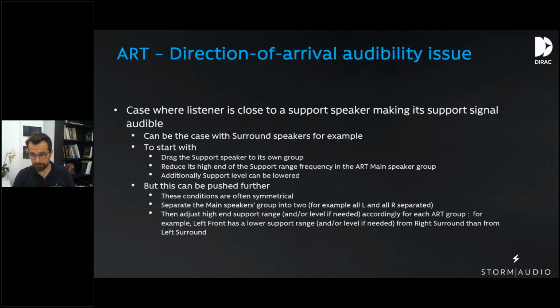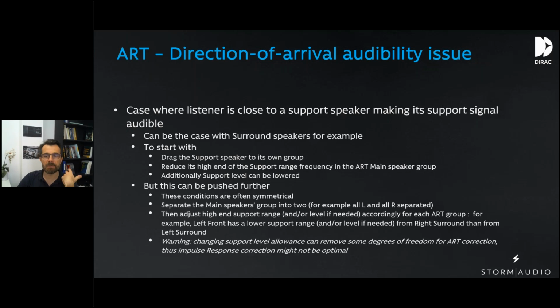So let's say you're playing in the main group, and you have your left front group. You will lower the support range of the right surrounds. You will have lower support from the right surround than from the left surround. So that means that the speakers that are close to the left speakers will provide more support than the ones that are on the right side. It's not something we advise you to do. It's just if you want to play with that, this is something you can do.